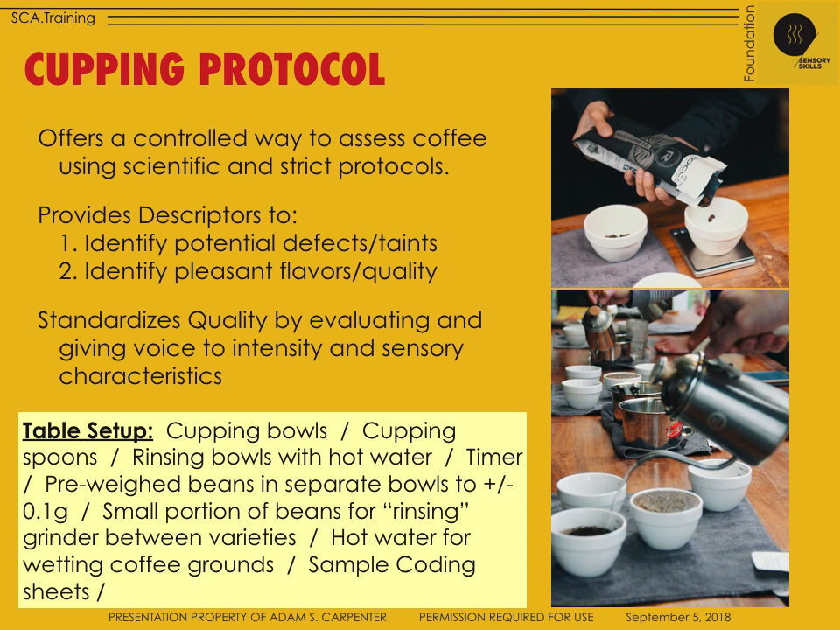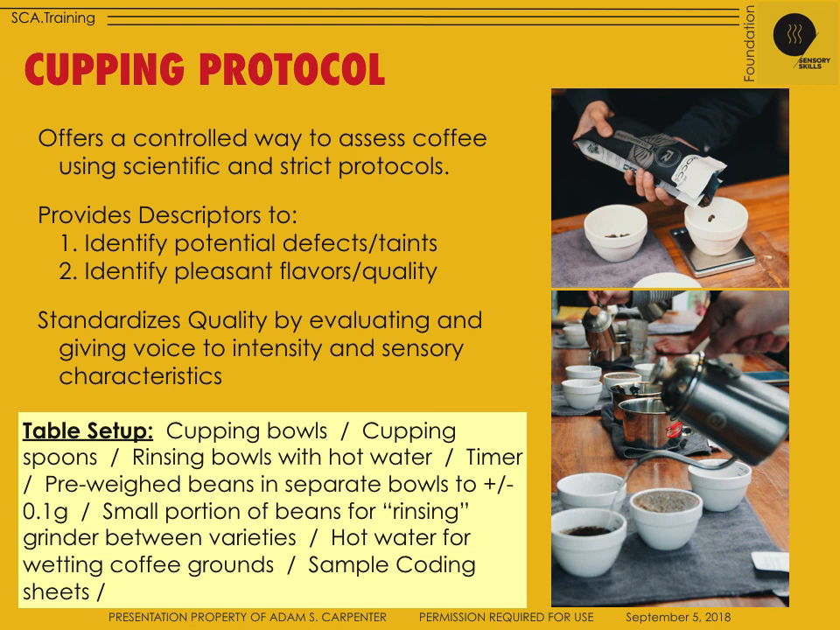So what's needed? How do you prepare a table? Up here we have table setup and just a quick list of the supplies you'll need. And these are available anywhere in the world. Cupping bowls, cupping spoons, a rinsing bowl with hot water, a timer, pre-weighed beans in separate bowls, and this is important. You want it to plus or minus 0.1 gram. So very accurately pre-weighed into the bowls.